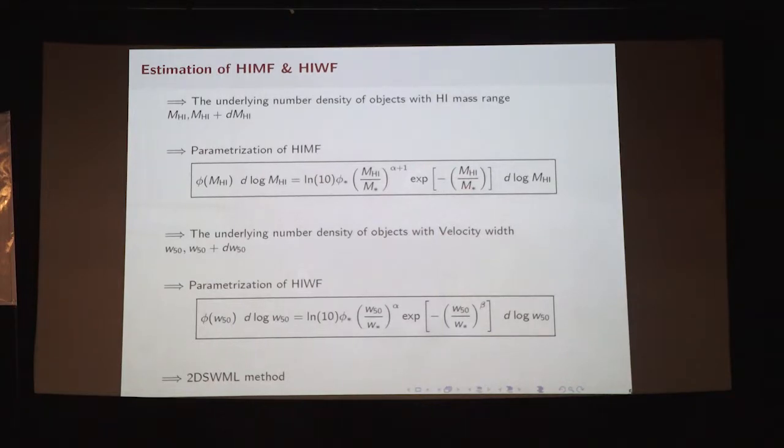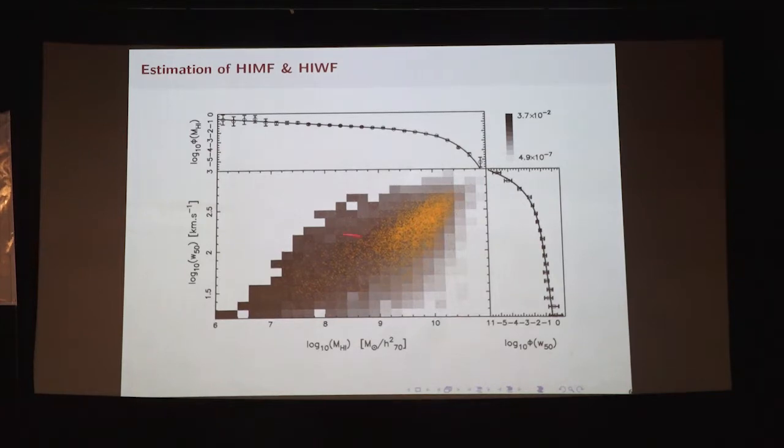So now we have taken this two-dimensional stepwise maximum likelihood method to estimate the joint or bivariate distribution of MH1 and W50. And this is what we get. So if you look at the lower panel, the pixels are the results from the two-dimensional stepwise maximum likelihood method, and this gives the underlying distribution in that MH1-W50 bin. And we have overplotted the observed Alpha Alpha galaxies as the orange dots here.